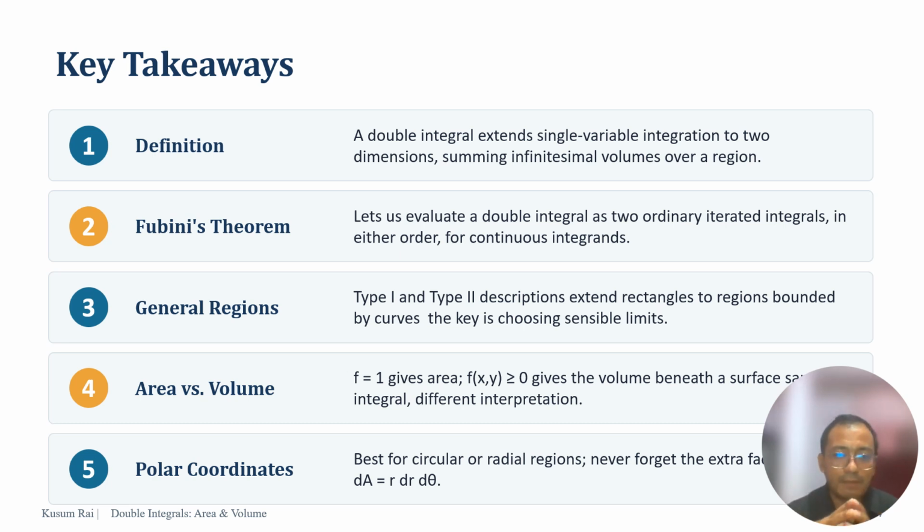In this way, area versus volume. We talked about that before also. This way, polar coordinates are the basis for circular or radial regions where the radius can be measured or calculated.